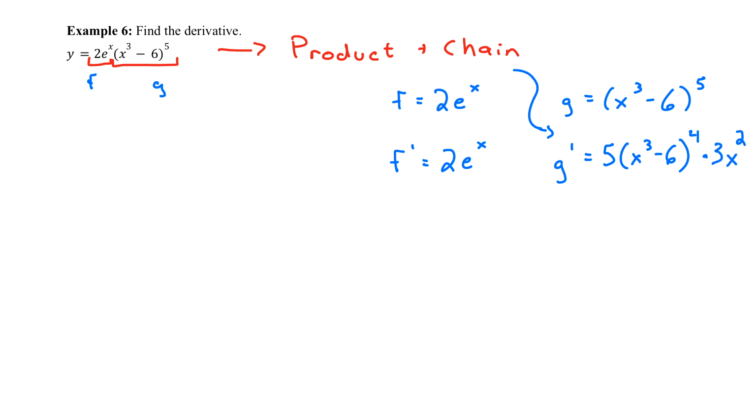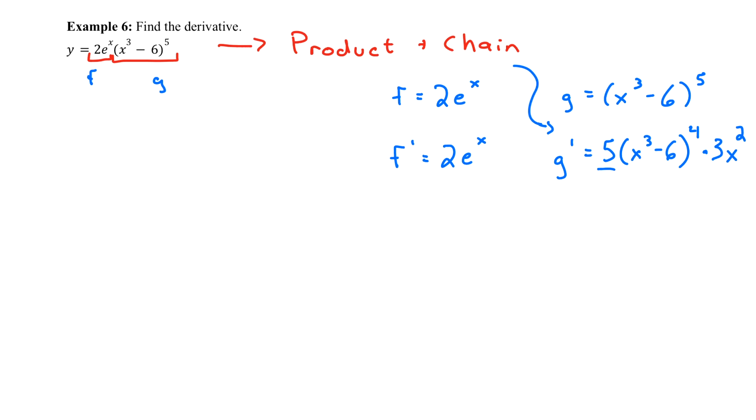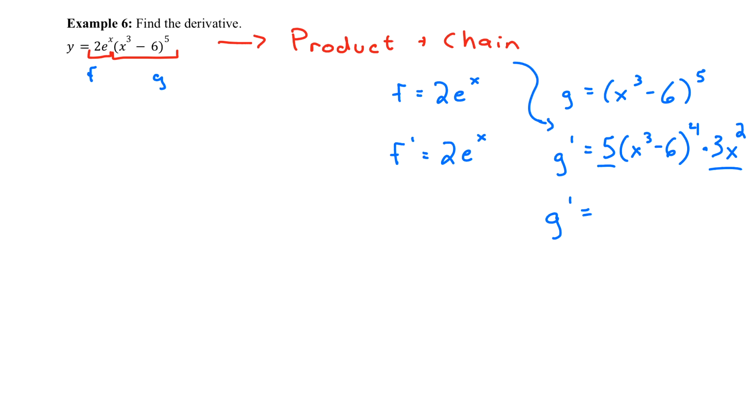And before I start plugging anything in, I do want to go ahead and simplify. I see 5 times 3x squared. Let's just multiply those two together so that we have 15x squared times x cubed minus 6 raised to the 4th power. So there is our g prime. So we've got f, f prime, g, and g prime. Well, now we're ready to go ahead and apply our product rule.